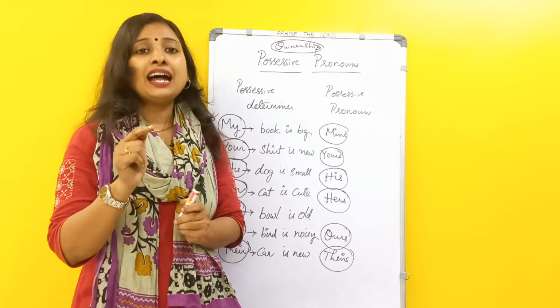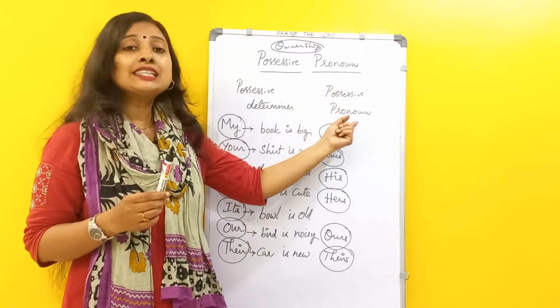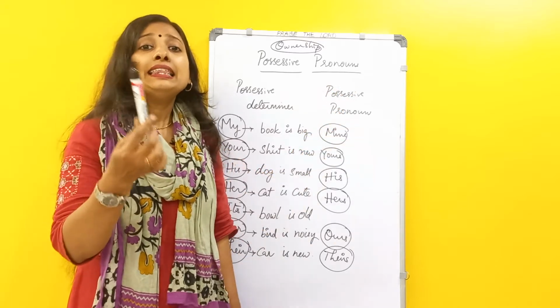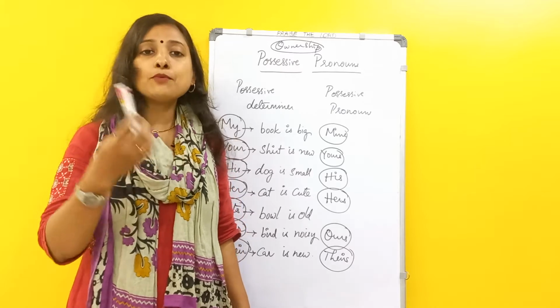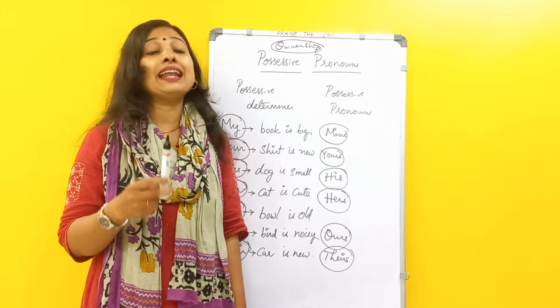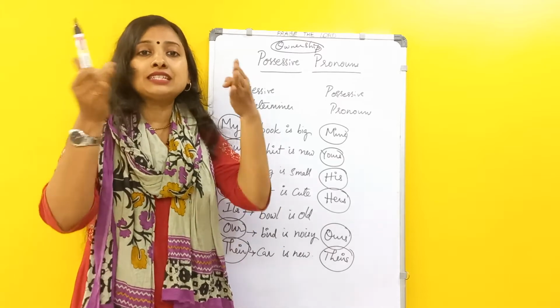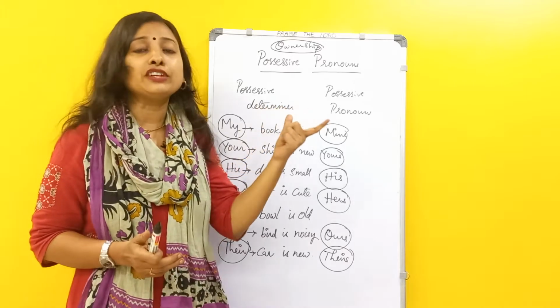But if you use the same thing as a possessive pronoun, we will be saying that pen is mine. That pen is mine. I am not describing the noun here. I am owning the pen. I am just owning it. I am trying to tell who the owner is. Right? So that is the difference.